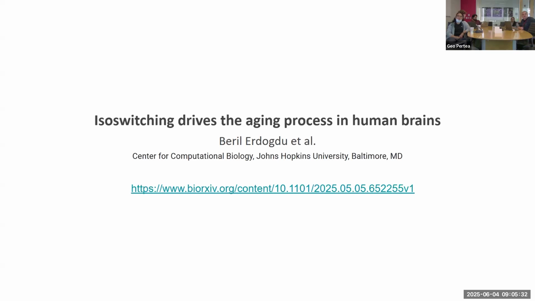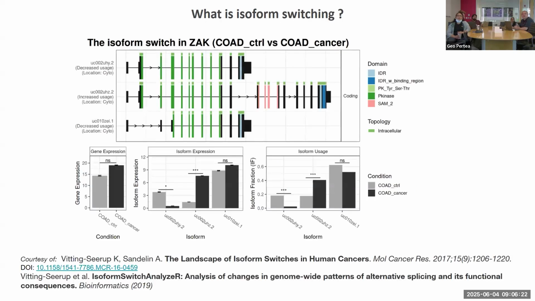Today I would like to present this manuscript that was submitted to bioRxiv last month, which is of interest for our work here at Liber, and especially because they actually used as a main data our LIBD DLPFC RNAseq phase 1 samples. So the paper is about isoswitching related to aging in human brain tissue, as explored by this paper.